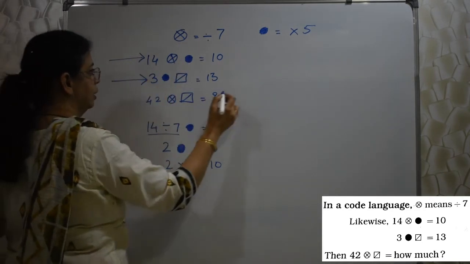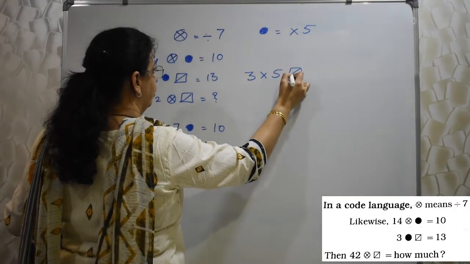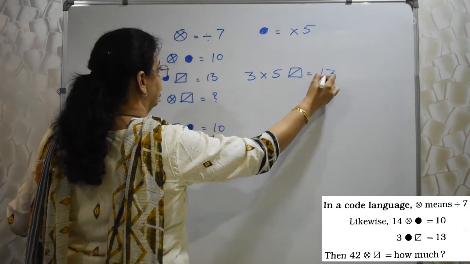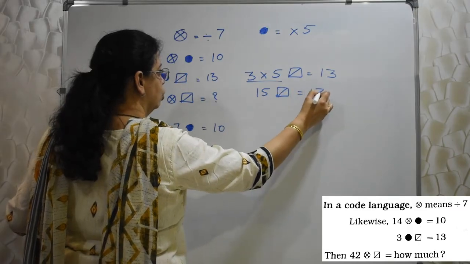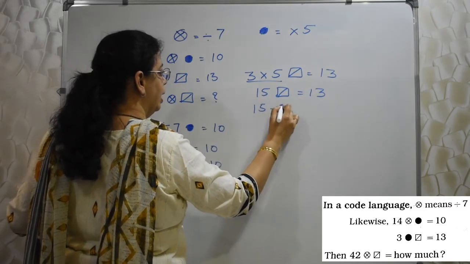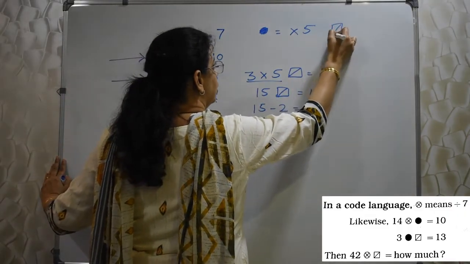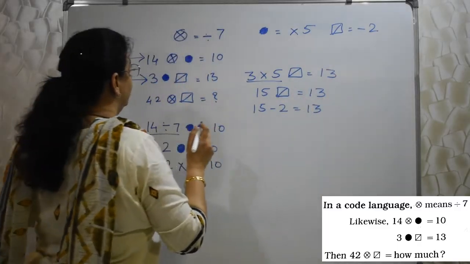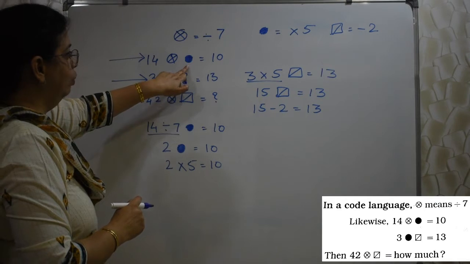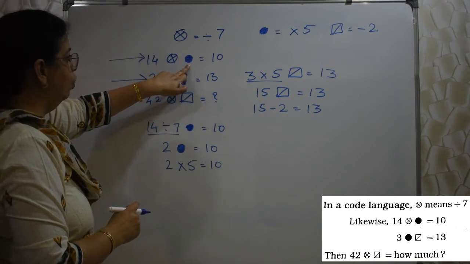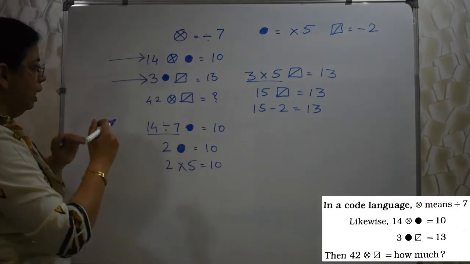Now I am doing this. 3 into 5 and then this. Now we have to find out its meaning. 3 into 5 is 15. Now this is equal to 13. So obviously this must be minus 2, isn't it? Only then will I get 13. So this is minus 2. So with the help of this and with the help of this, I found its value. Once I know this value, I use this here and found out the value of this. This way slowly I am going ahead.